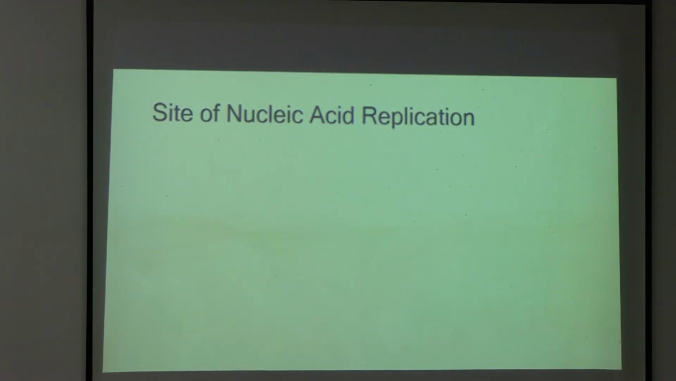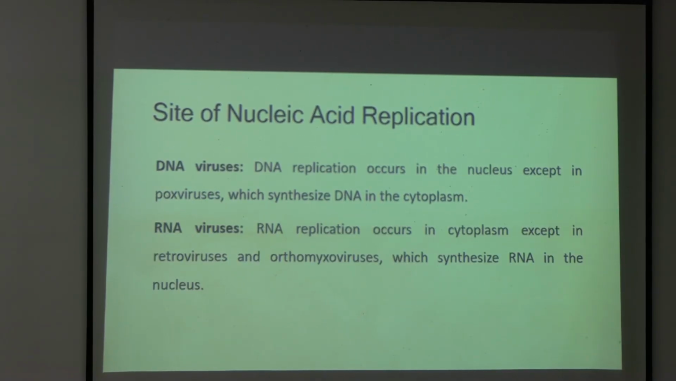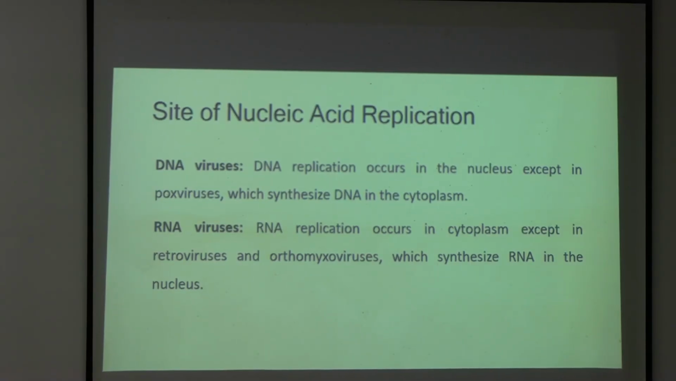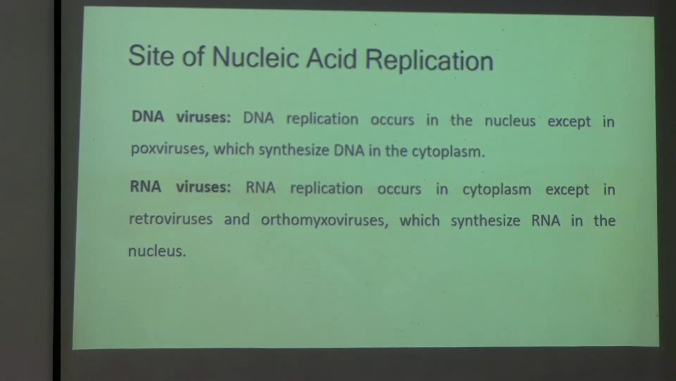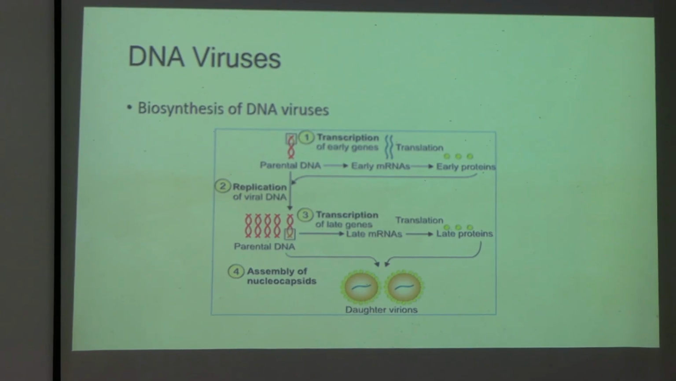Okay? Then, where will the nucleic acid replication take place? For DNA viruses, mostly it will take place in the nucleus, okay? Except for poxvirus, where the DNA will be synthesized in the cytoplasm, okay? And for RNA viruses, the replication will take place in the cytoplasm, except for retroviruses and orthomyxoviruses, where the RNA is synthesized in the nucleus, okay? Please know the exceptions. Which are the exceptions? So this is the biosynthesis of DNA viruses, okay? Please know how it is done.